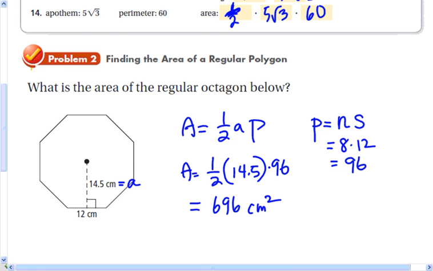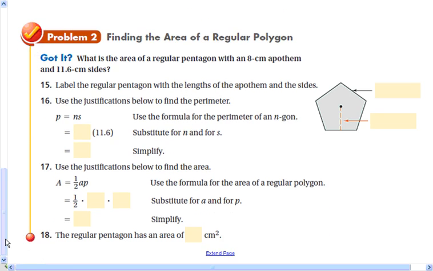All right, I'll let you try one of those using that formula. You can check back with your answers.